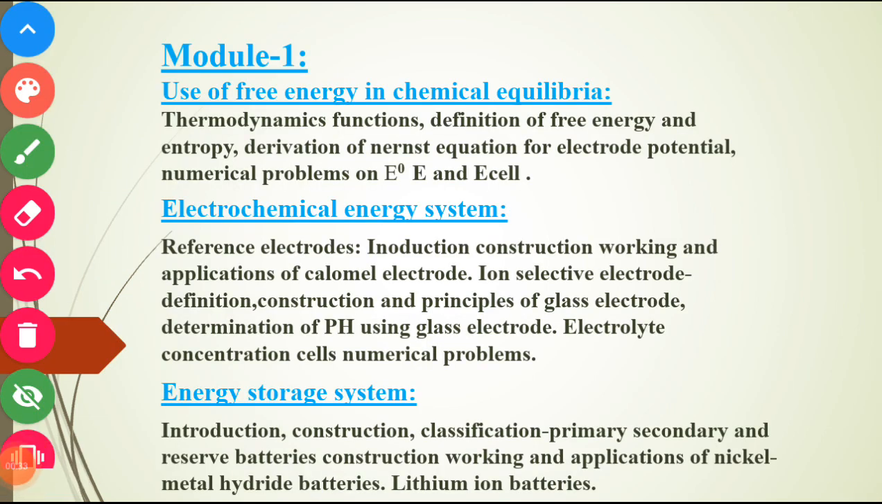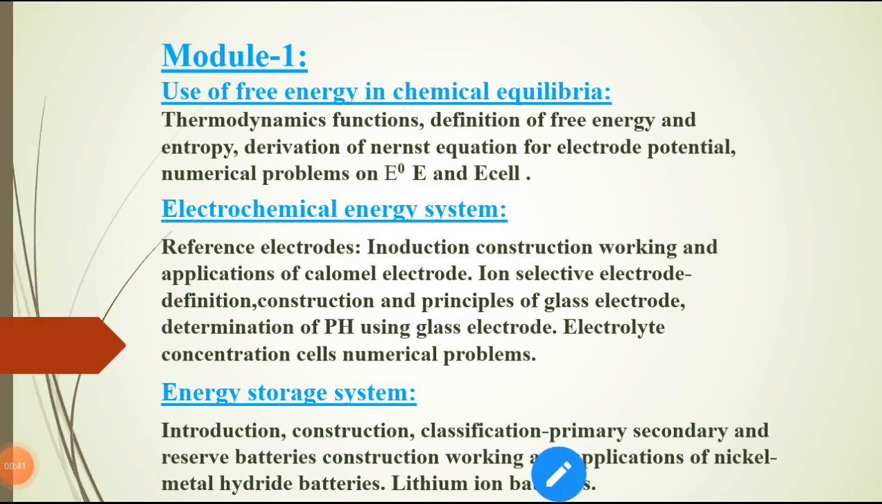Now we have to start with the first module. What are the concepts that it involves? The first module is electrochemistry and energy storage system. Electrochemistry is a branch of science that deals with chemical energy that can be converted into electrical energy, or electrical energy that can be converted into chemical energy. Next, energy storage system. Energy will be stored in the form of batteries.